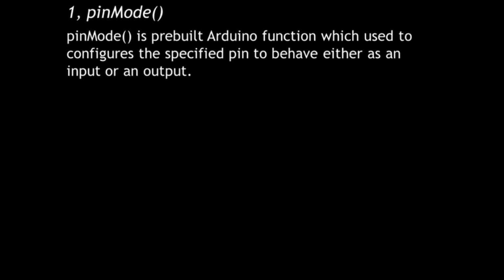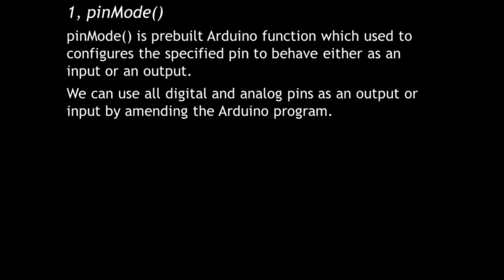pinMode is a pre-built Arduino function which is used to configure the specified pin to behave either as an input or an output pin. In Arduino, we can use all digital and analog pins as an output or input by amending the Arduino program. The syntax for pinMode is pinMode open brace, pin, comma, mode of the pin, close brace, semicolon.